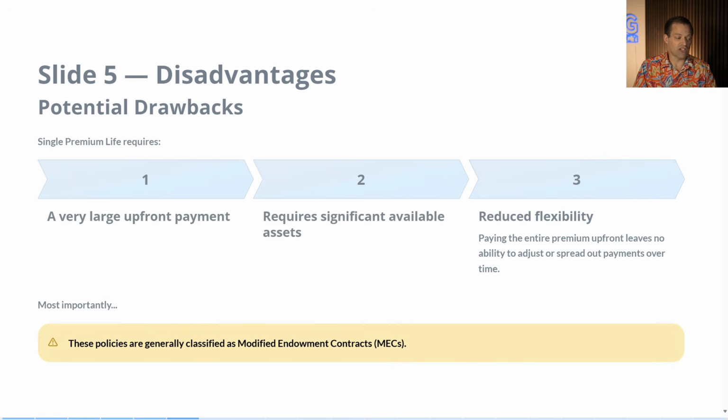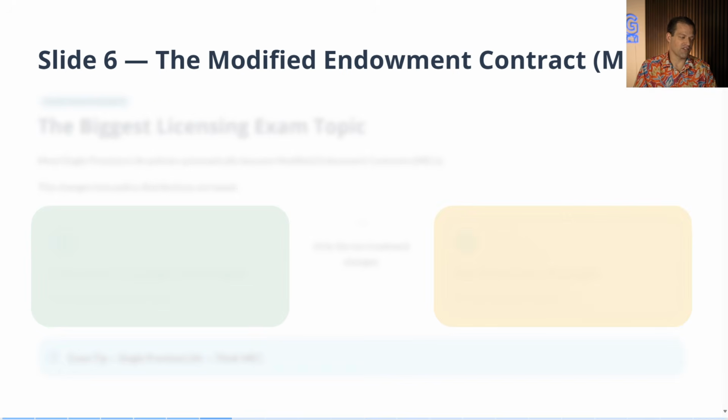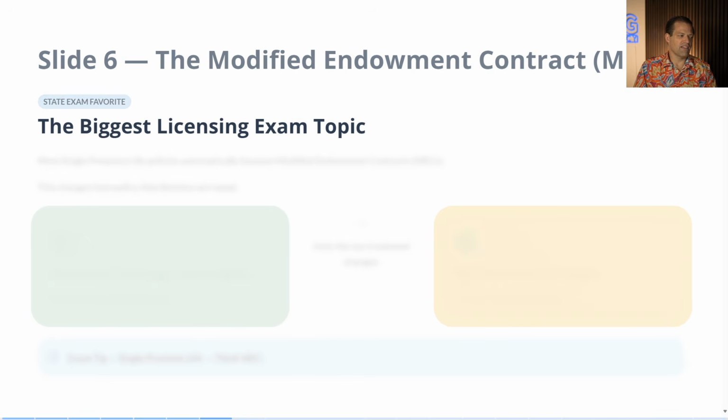And these policies are generally classified as modified endowment contracts. That'll show up on the exam, I assure you. So what are MECs? They are the biggest licensing exam topic you're going to run across. We have a full section at the very end of this to go over.